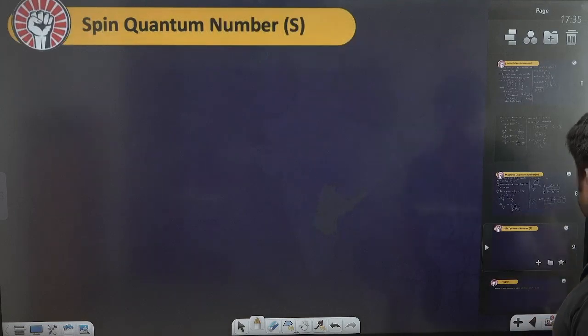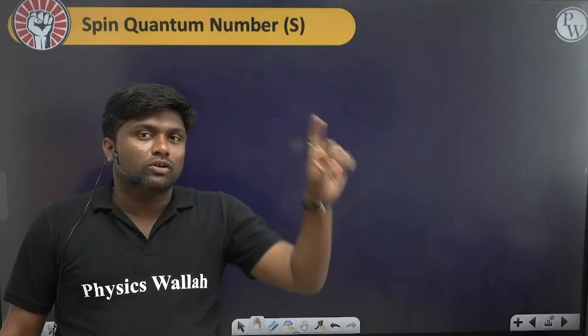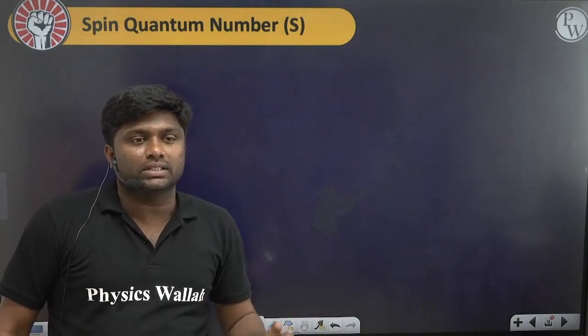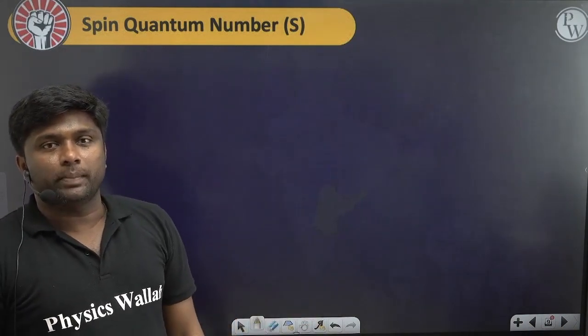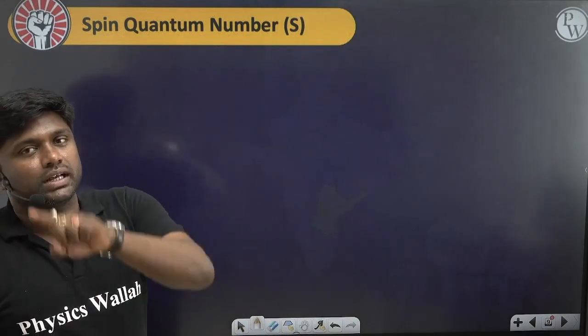Spin quantum number. See, the electron revolves around the nucleus in a circular path. That circular path is called an orbit. This electron revolves around the nucleus in a circular path.